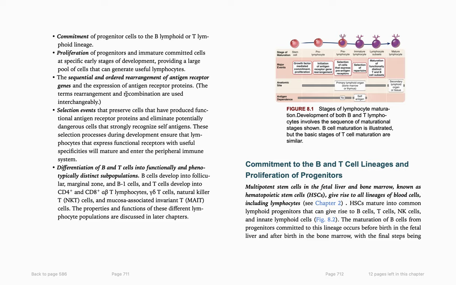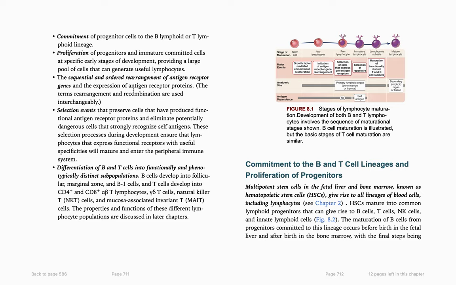The terms rearrangement and recombination are used interchangeably. Then selection events that preserve cells that have produced functional antigen receptor proteins and eliminate potentially dangerous cells that strongly recognize self-antigen. This selection process during development ensures that lymphocytes that express functional receptors with useful specificities will mature and enter the peripheral immune system.